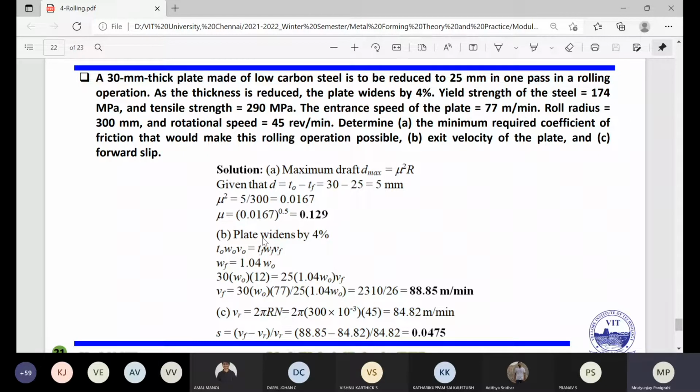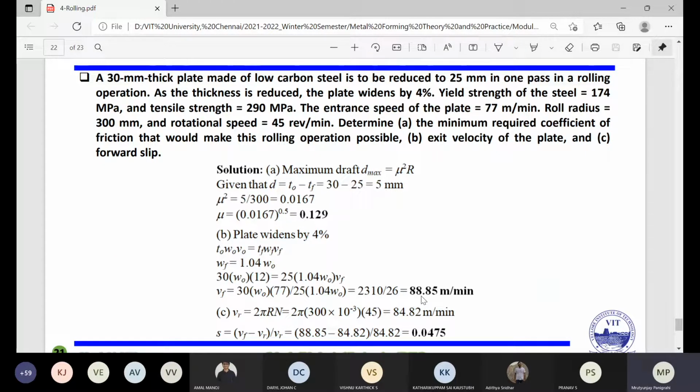Okay, so this equation already we know: T0 W0 V0 equal to TF WF VF. So instead of this, this value you have to put, because T0 is given, then TF is also given, and you have to find out VF. V0 is also given. Okay, so we will find out VF equal to 88.85 meter per minute, because the W0 will be cancelled. If it is cancelled, we will find out VF.